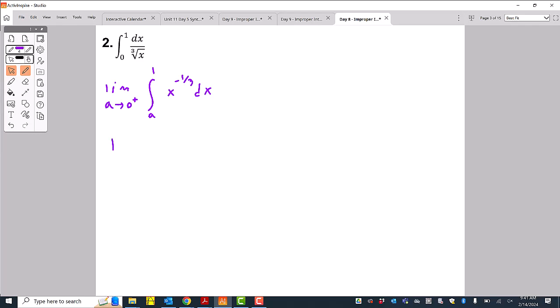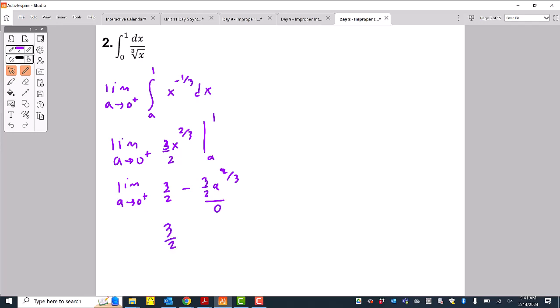Integral of x to the -1/3 is going to be x to the 2/3, and then 3 over 2, from a to 1. And now we'll plug in the upper and lower bound like normal. Limit as a approaches 0 from the right of 3 over 2 minus 3 over 2 a to the 2/3. At this point, it becomes just a limit problem. So limit as a approaches 0 from the right, that's going to be 0 here, and so we are left with 3/2. So this integral is equal to 3/2. There's not much more to say to it than that.